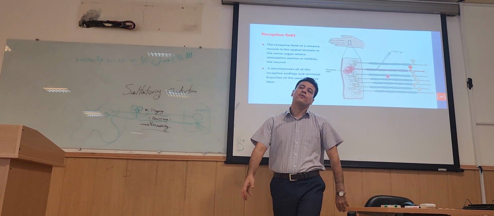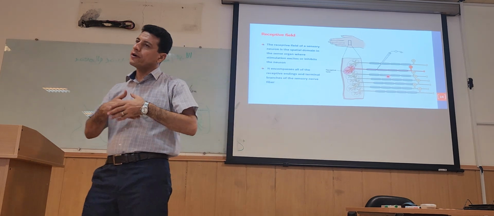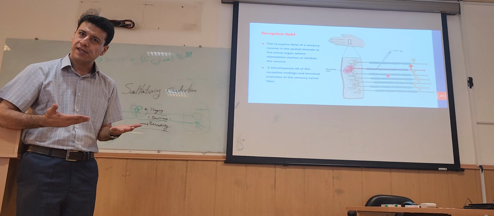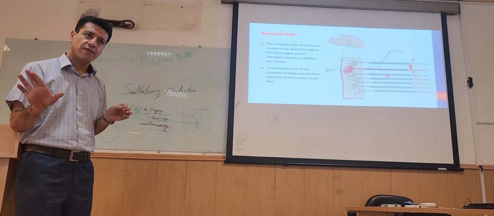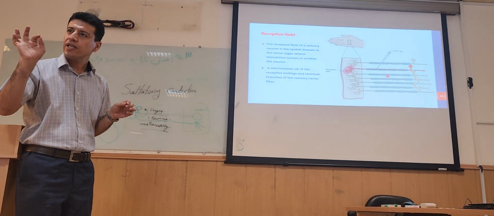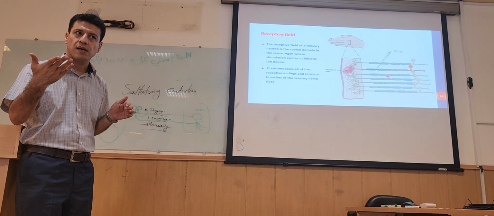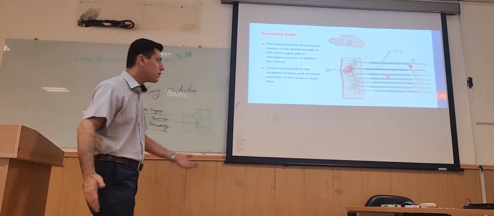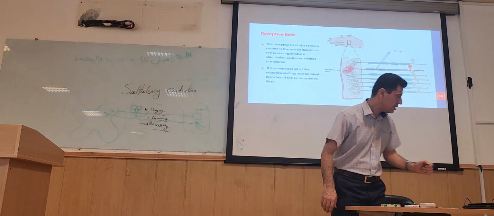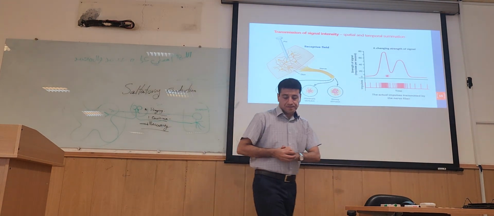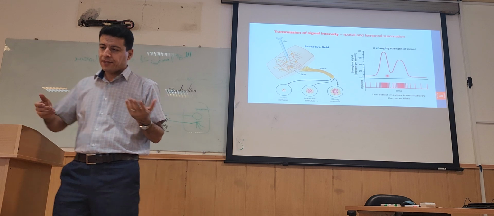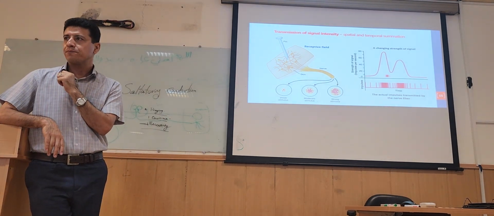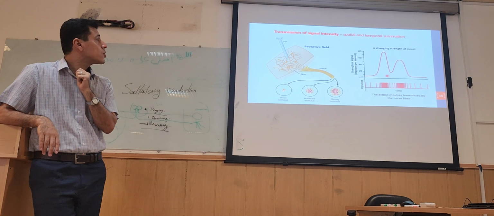Right? So the receptive field is part of the sense organ. Here is the skin. Part of the skin which is innervated by the fiber, and the stimulation inside this area may activate the cell, but the stimulation outside cannot activate the cell. So this is the receptive field. Got it?